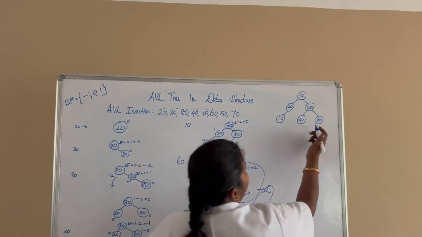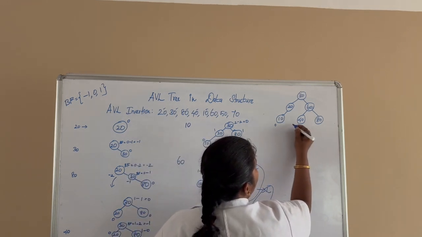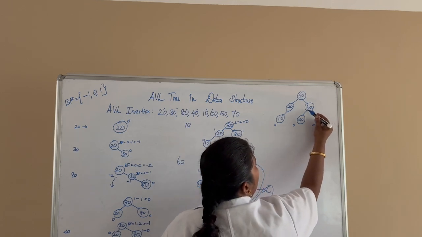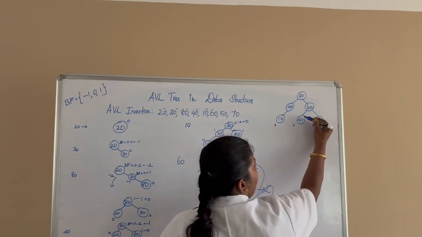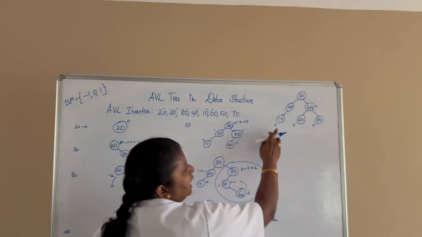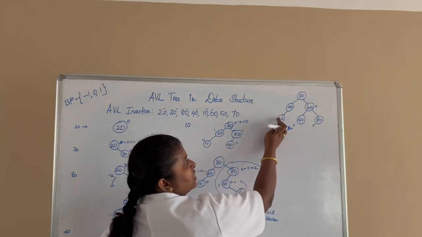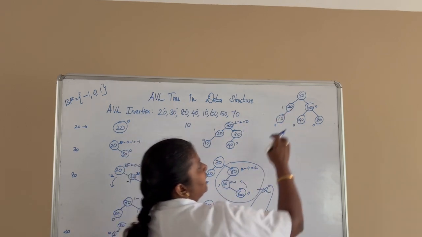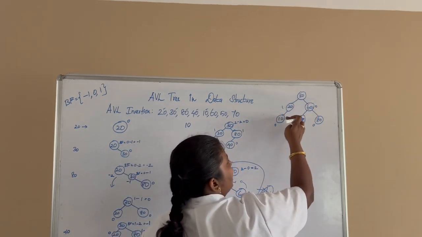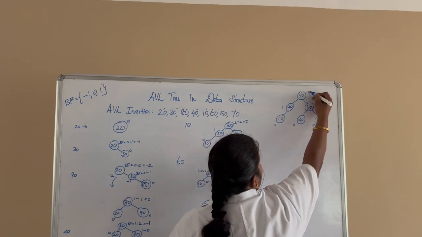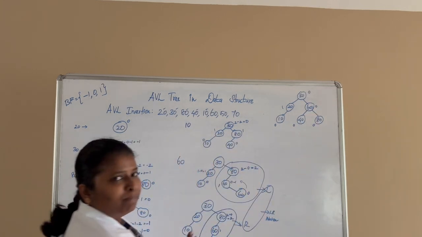So here the balance factor of all the leaf nodes will be 0. And here, the height of the left subtree is 1, the height of the right subtree is 1. So 1 minus 1, 0. Here the height of the left subtree is 1. There is no right subtree. So 1 minus 0, 1. Here the height of the left subtree is 2 and the height of the right subtree is 2. So it is 0. Now the tree is balanced.